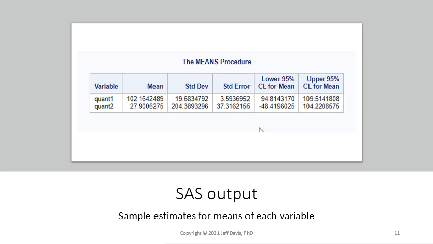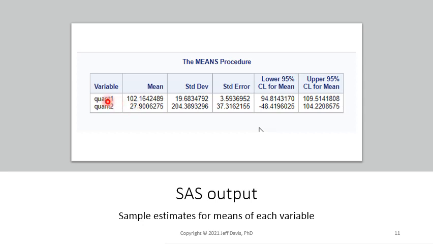Okay, so here's where we start taking a look at our sample data. Already you have some pretty worrying problems here. For quant1, it looks like we get a pretty good estimate. The population parameter was what, 99, something like that.